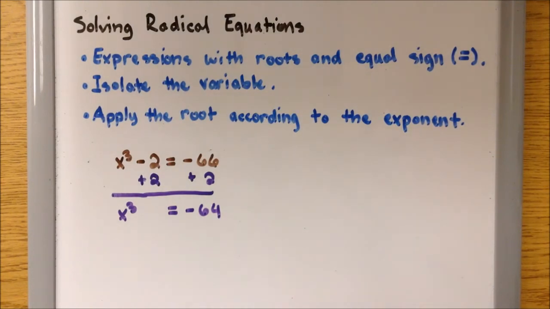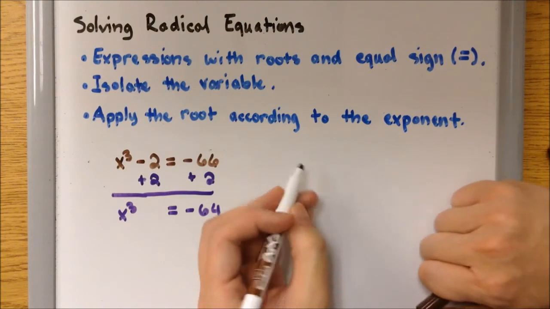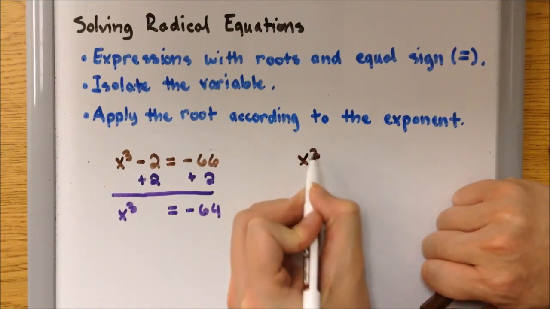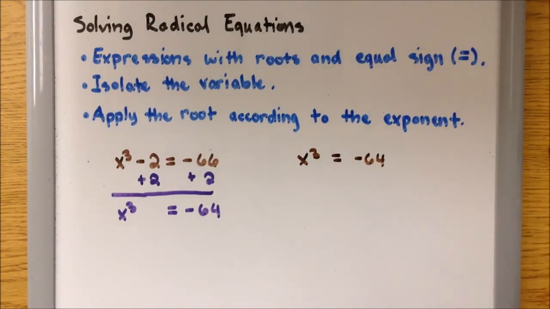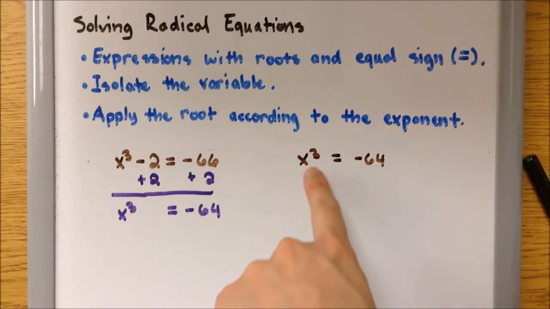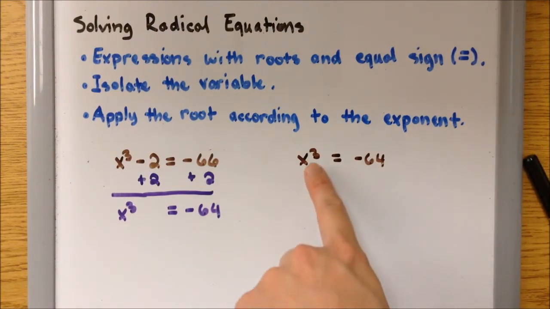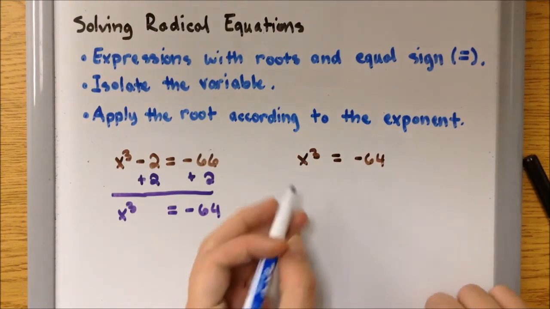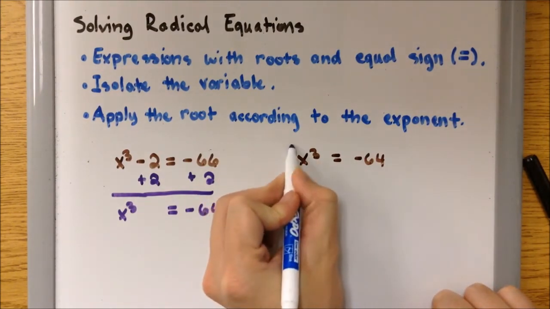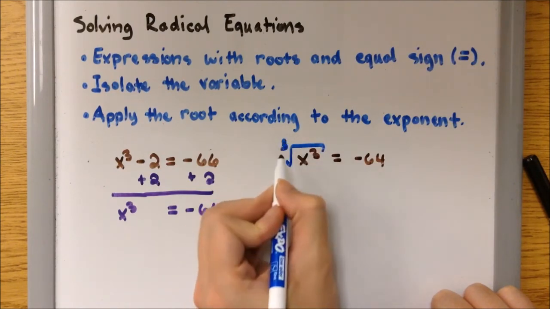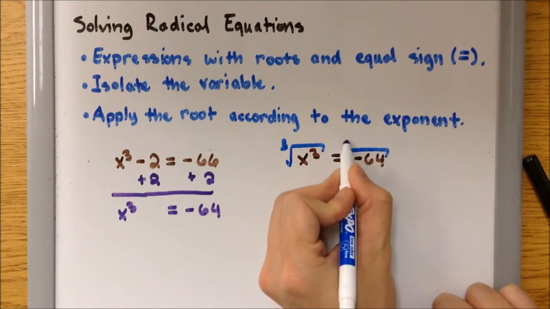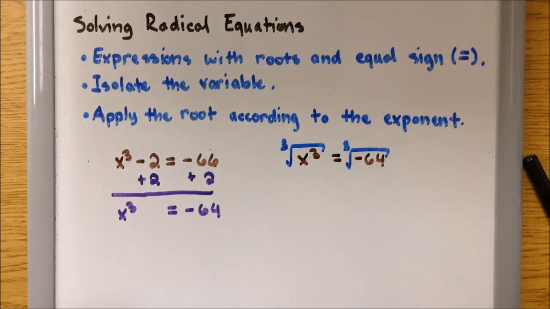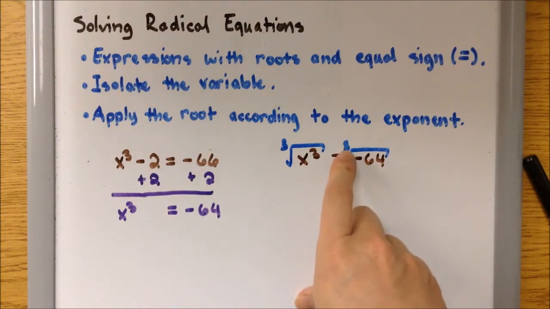Alright, I'm going to bring it to the side to make it look neater. So x to the third equal negative 64. So I got x to the third by itself. Now next I want to get x by itself. I need to get rid of the exponent. So the opposite of the third power, or cube, I'm going to do the cube root or the third root. Since I did it on the left, I'm going to do it on the right. So that's a cube root or the third root.